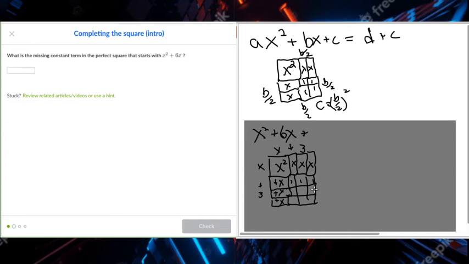and 1, 1, 1, 1, 1, 1, 1, 1, 1. So this is 3 long and this is 3 long. Altogether there are 9, so I have to have 9, and then when I do that I'm going to get x plus 3 times x plus 3. So what is our missing constant? Our missing constant over here is 9.